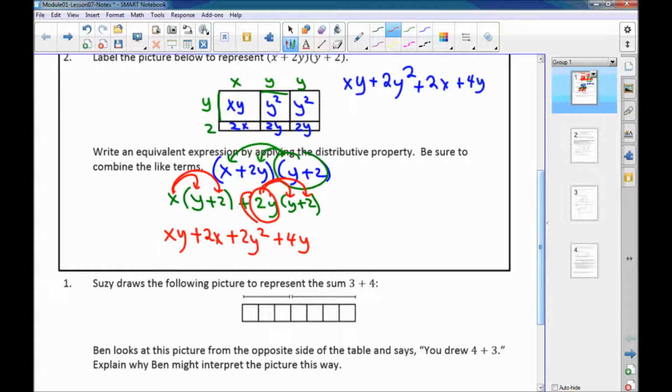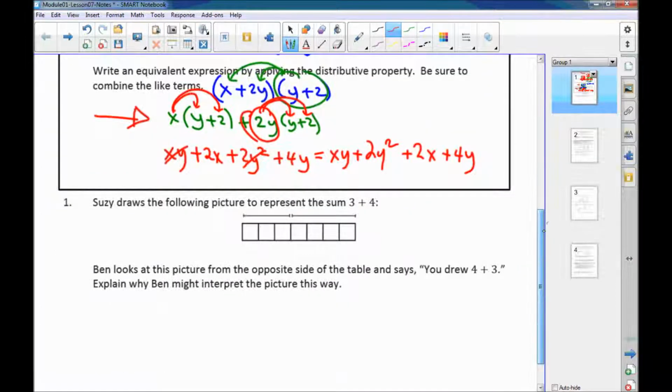And then we could just reorder it to make it look just like above. So the xy would come first. The 2y squared would be second. That uses that one and that one. And then the 2x would come, and then the 4y would come. All right, so two different methods to do the problem. The tabular method here, the area model, and then just using the distributive property here, okay?